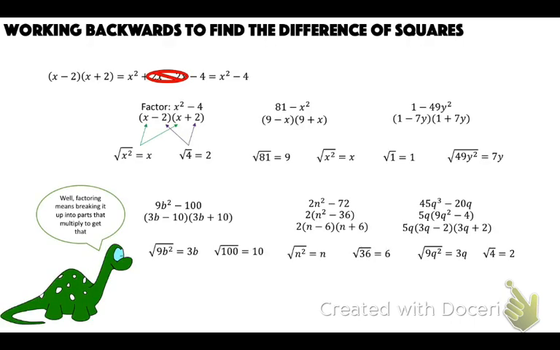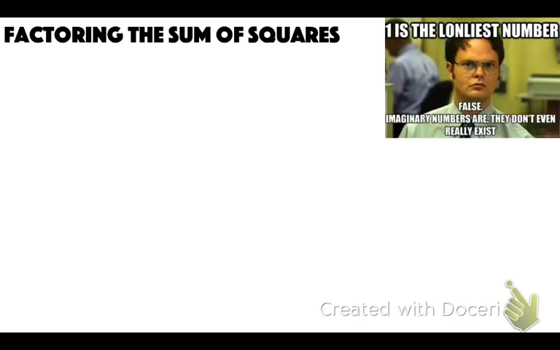Okay? So now, sum of squares. Dwight says, 1 is the loneliest number. False. Imaginaries are, and they don't even really exist.